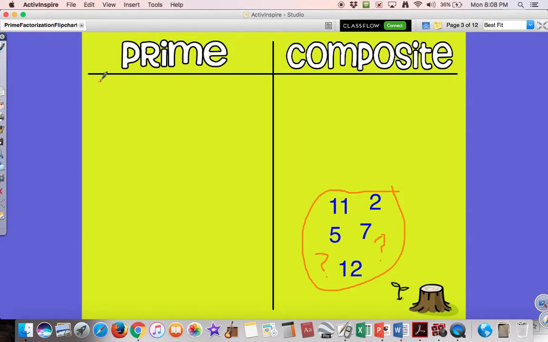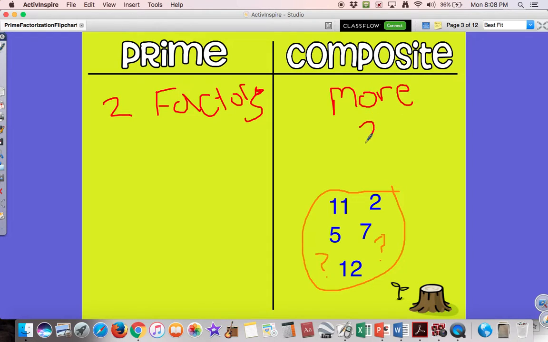Okay, you're back. So hopefully you came up with prime is a number with just 2 factors. You have to forgive me, it's really hard. I got a touchpad and I'm trying to draw. Okay, a composite is more than 2 factors. So it's going to be 3 or more factors.